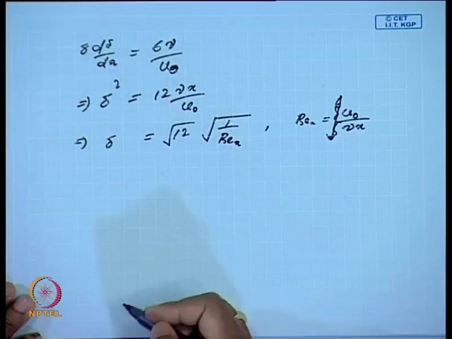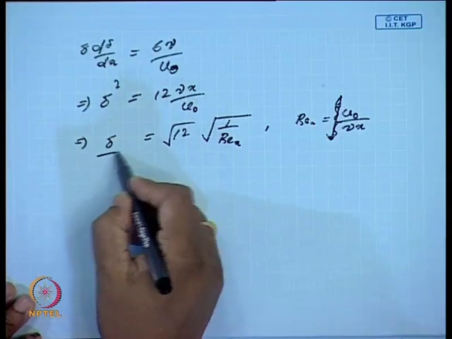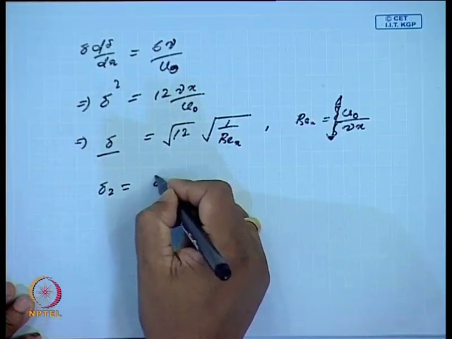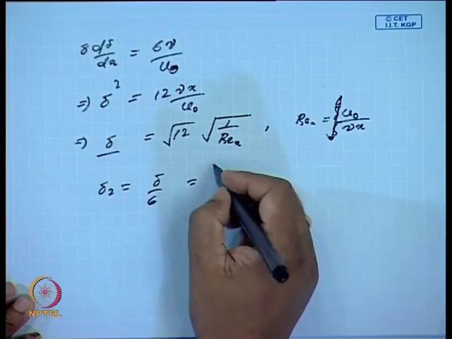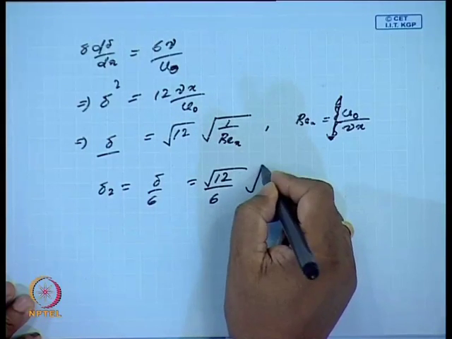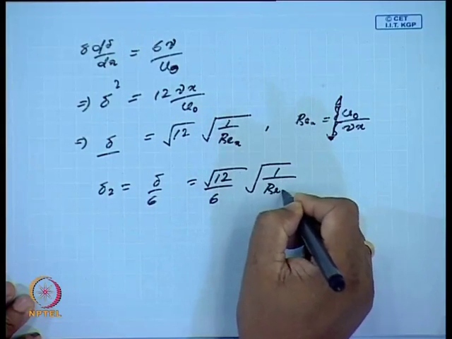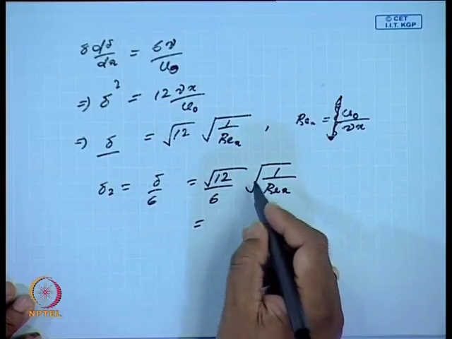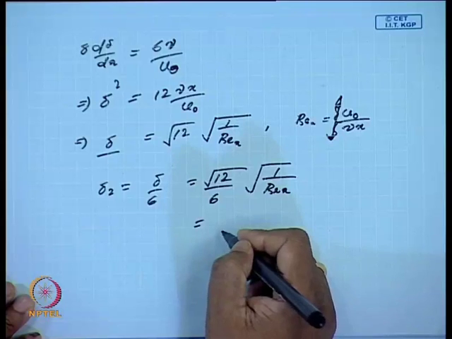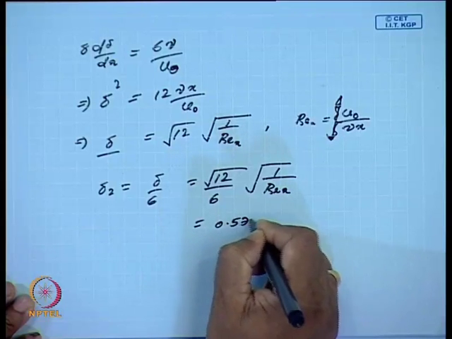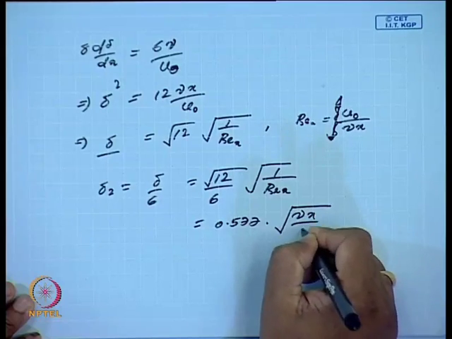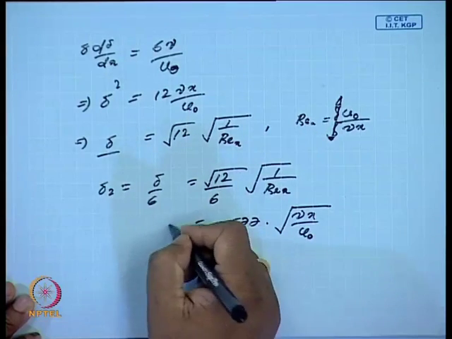So, this becomes, and then if delta is this, then delta 2 is delta by 6, that is 12 by root over 6 into 1 by root Re x, and that becomes 0.577 into, what we called, nu x by u naught. This is my delta 2.